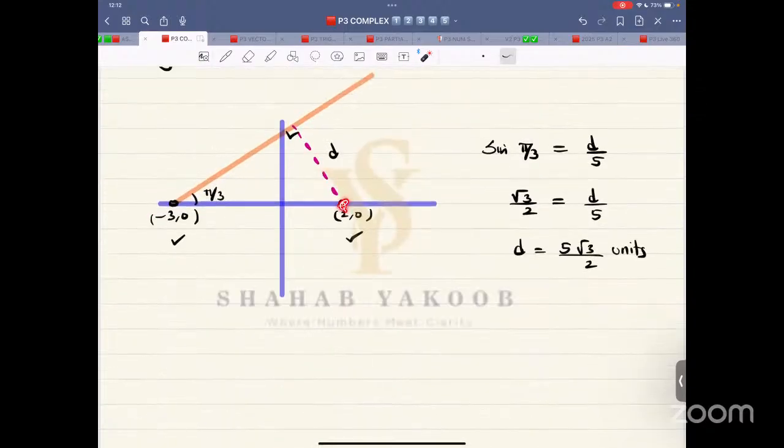In the case of a line, they would only ask for the shortest distance because there are infinite possibilities for the longest distance. Because the line is infinite, it keeps on going. Keep that in mind.